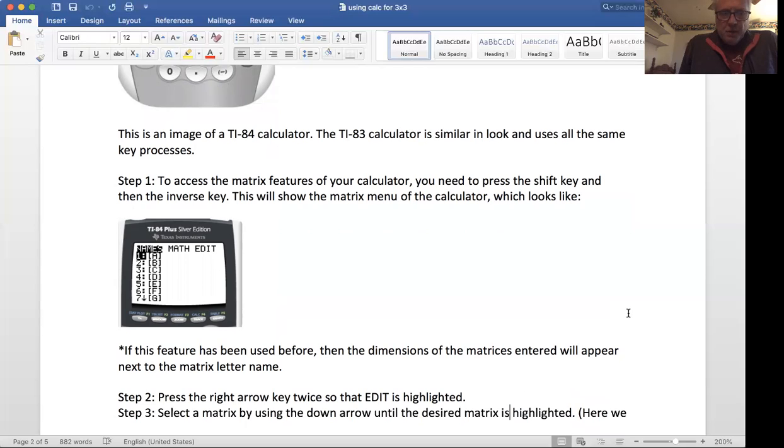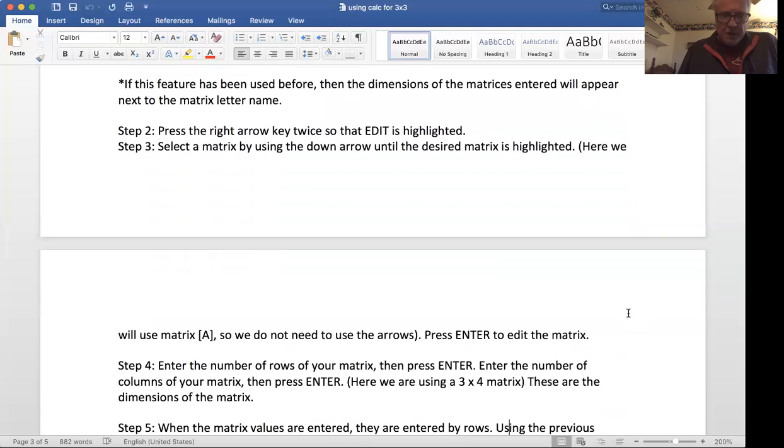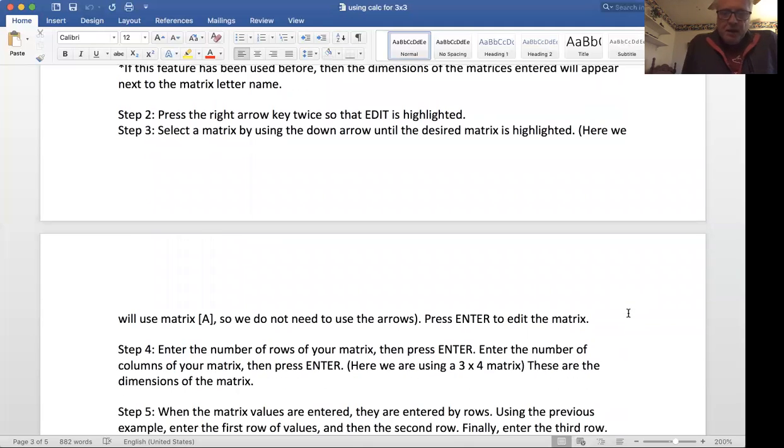Okay. Second step, we're going to press our arrow key over to edit. Make sure it's highlighted. Then we're going to select the matrix by using the down arrow. So typically, we'll use matrix A, the first matrix. Press enter and edit the matrix. You will see it'll ask you the number of rows and columns. The number of rows comes first. The number of rows would be the number of equations we have, which would be 3. The number of columns would be the number of variables we have, plus the result column, so that would be 4.